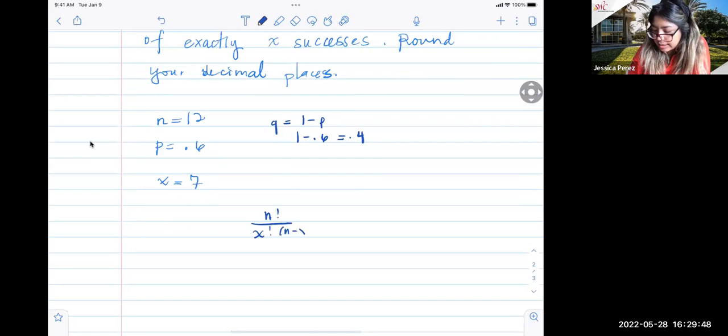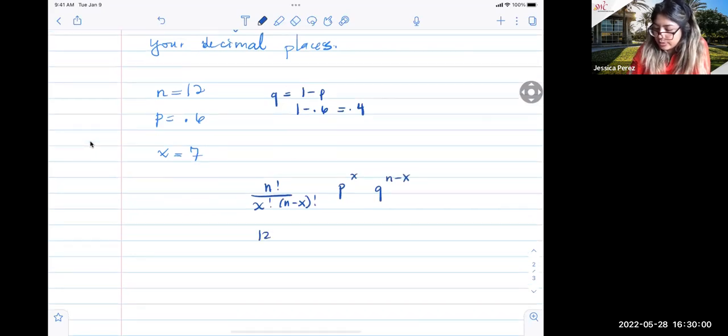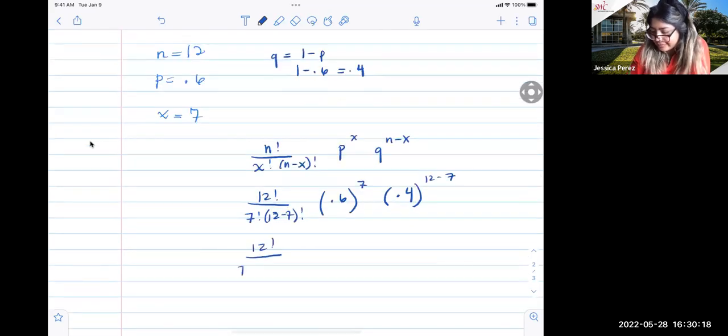This is the formula again of the Bernoulli. Well, here, let me write down the original first, P to the X and then Q to the N minus X. So let's try that. It'd be 12 factorial over 7 factorial, and then of course 12 minus 7 factorial, 0.6 raised to the 7th, and then 0.4 raised to the 12 minus 7. So we have 12 factorial over 7 factorial, 5 factorial, 0.6 raised to the 7th, and then 0.4 raised to the 5th power.